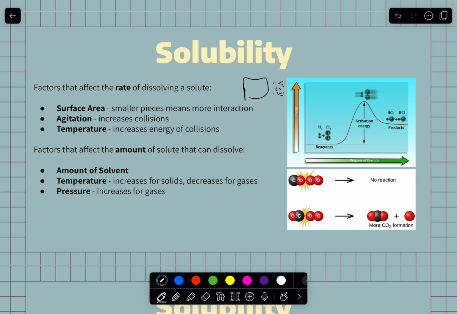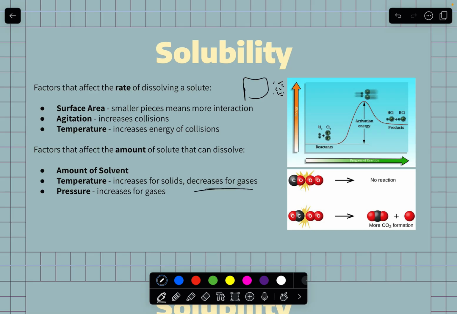The factors that affect the amount of solute that you can dissolve is the amount of solvent, right? If you have more water, you can dissolve more of your solute in there. The temperature. So with temperature, if you increase the temperature, you can dissolve more solids. But if you decrease it, you can dissolve more gases, right?